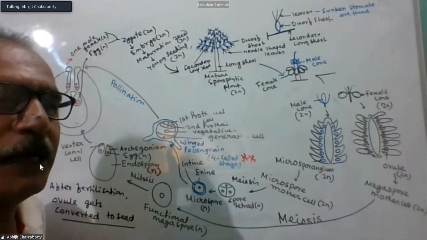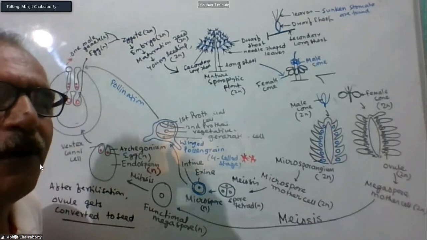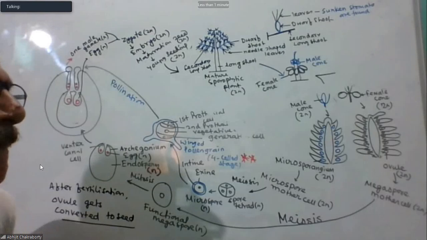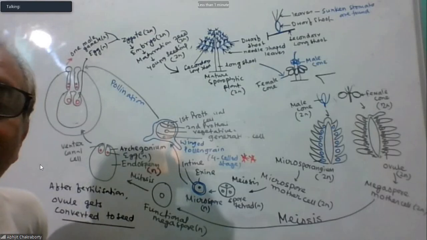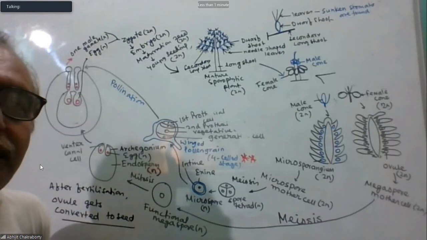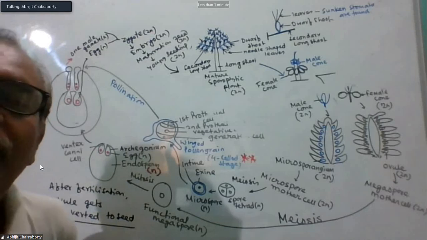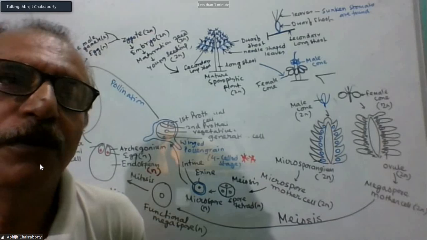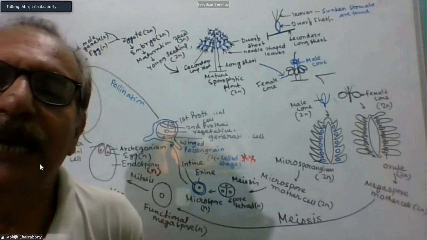As endosperm is formed before fertilization, it is haploid. Out of two male gametes carried in the pollen tube, one male gamete fertilizes the egg, the other degenerates.